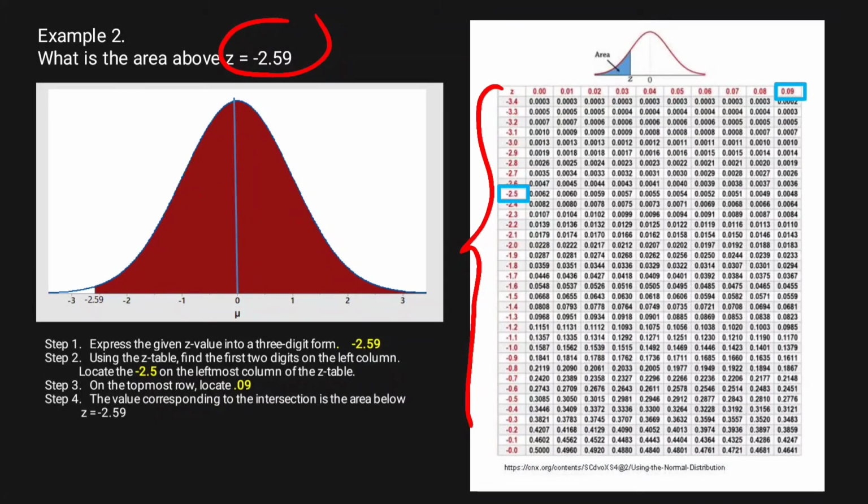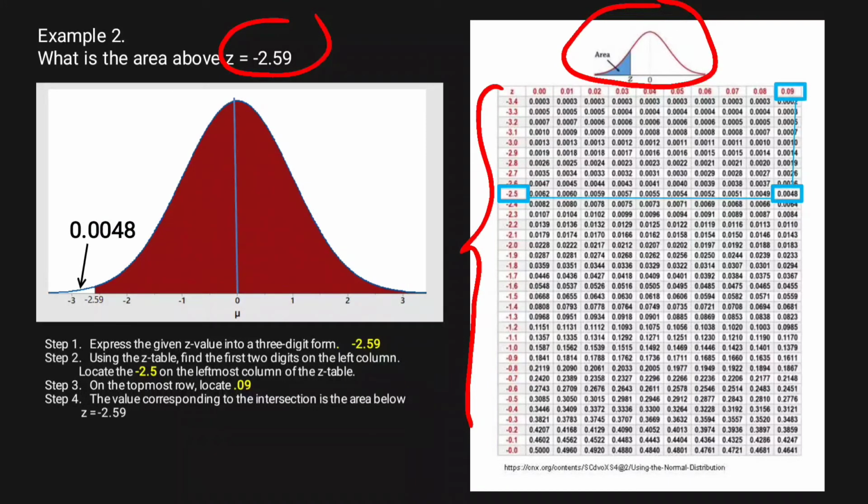The value corresponding to the intersection is the area below z equals negative 2.59. So, kunin natin yung intersection nila. Yan, so intersection nila 0.0048. So yung 0.0048, yan yung nasa left dahil based sa table natin, lahat ng areas na yan or probabilities to the left lagi. So yung 0.0048, ito yung part na yon, yung nasa left.